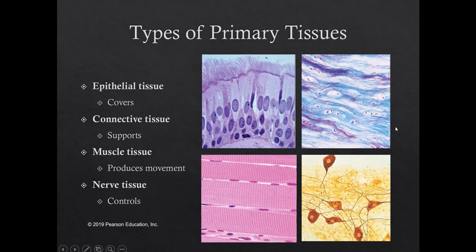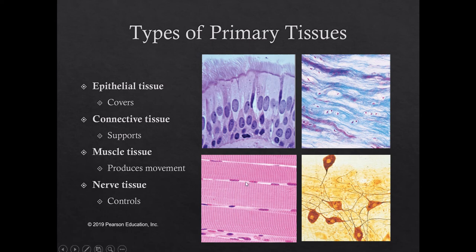As I mentioned at the start of this, there are 4 primary types of tissues. We have epithelial tissues, which are our covering and lining tissues. We have our supportive connective tissues, which range from the nice hard bones that make up our skeleton to the blood moving through our blood vessels.